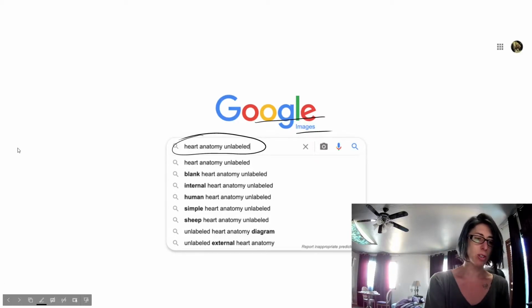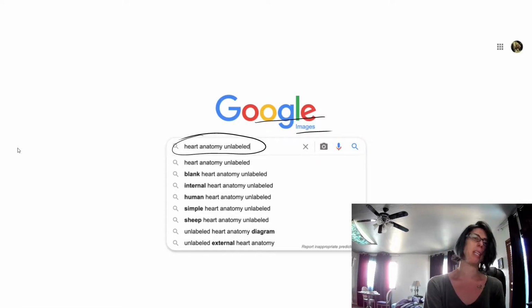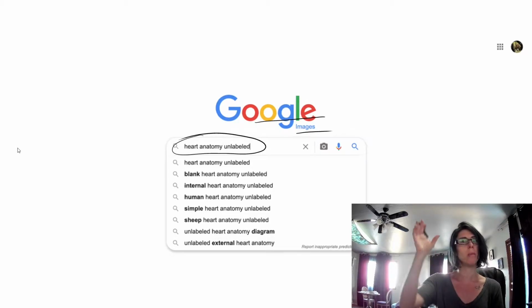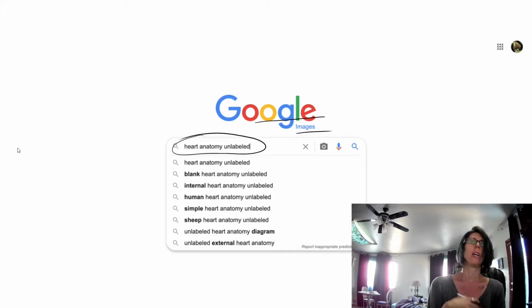And here I have circled what I've written here, Heart Anatomy Unlabeled. So the result of this search will be a whole bunch of heart diagrams, each of which is a little bit different, and they will all be unlabeled. Now, labeled images are useful when you're learning the information for the first time. They are not that useful for studying. To study, you need to quiz yourself. So look for unlabeled images.